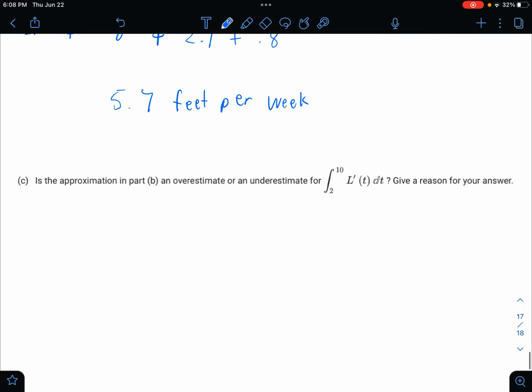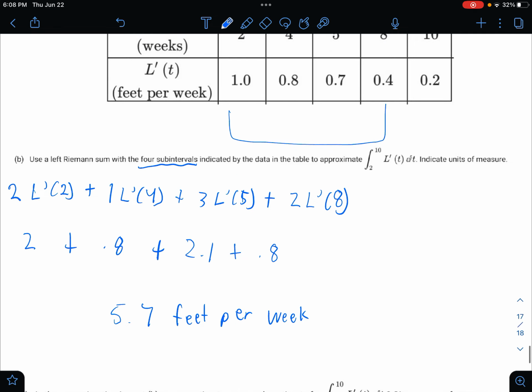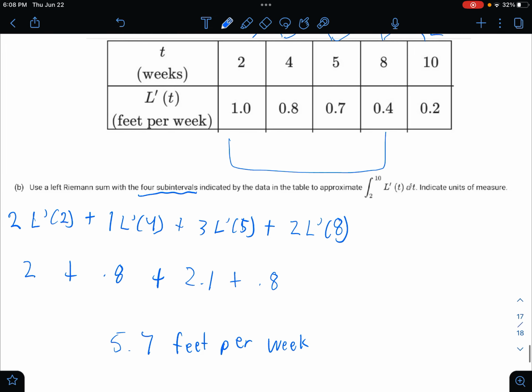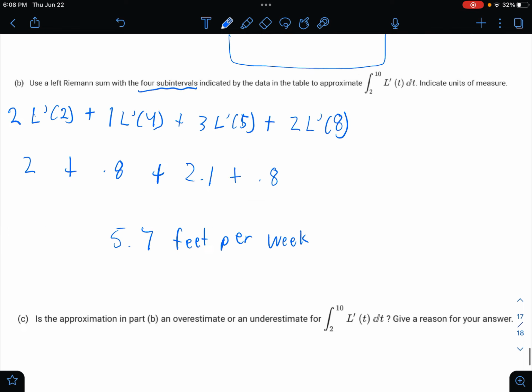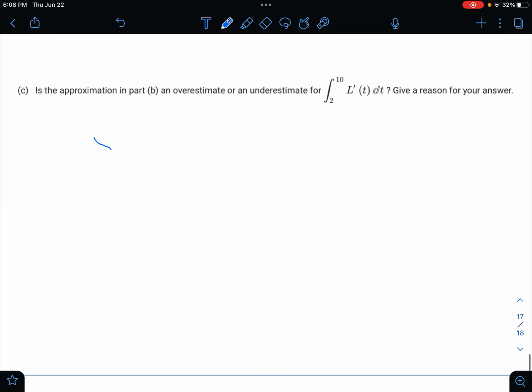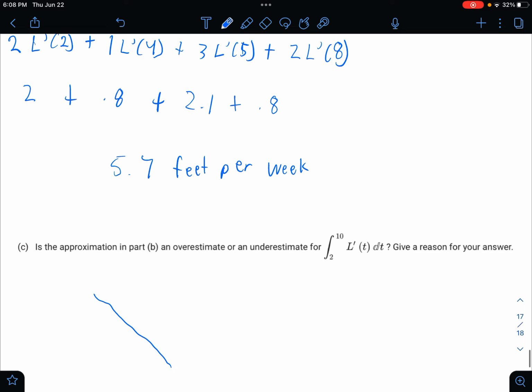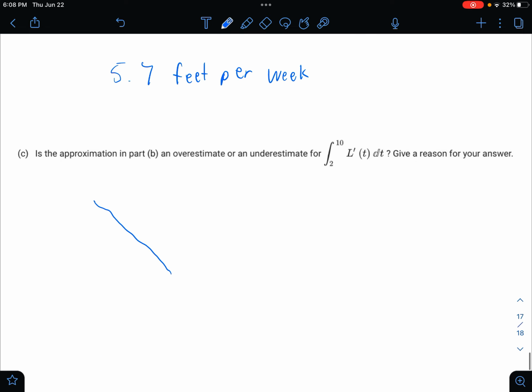Is it an overestimate or an underestimate? So let's look at our table. It's showing us that over time, as the t increases, or the amount of weeks increases, the number keeps on going down. So the L prime of t value keeps going down as the weeks keep going. Our x value is increasing, and our y value in this case is decreasing. So it is a decreasing slope. So let's draw and see what it looks like.